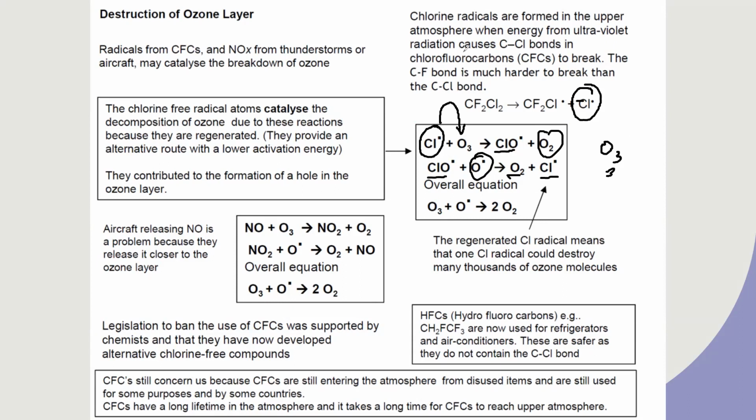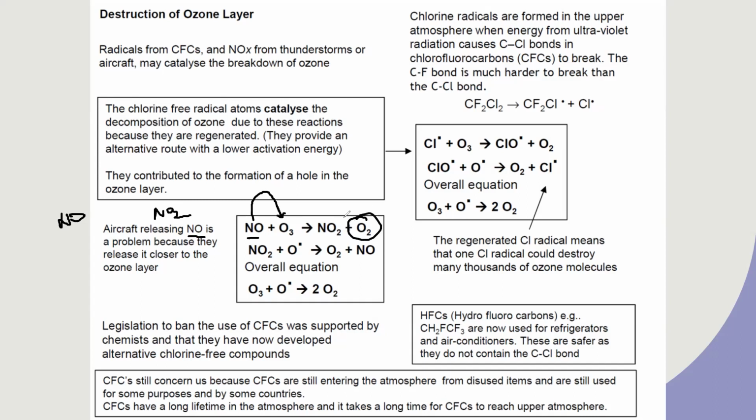The same thing happens with the oxides of nitrogen. As aircraft are flying at a higher altitude, nitrogen and oxygen from the air react with each other and produce oxides of nitrogen such as nitrogen monoxide or nitrogen dioxide. And this nitrogen monoxide also reacts with ozone and forms oxygen gas. So as a result, there will be a depletion of ozone.